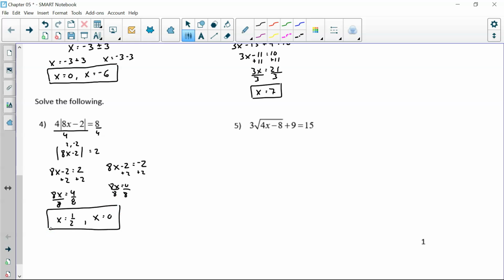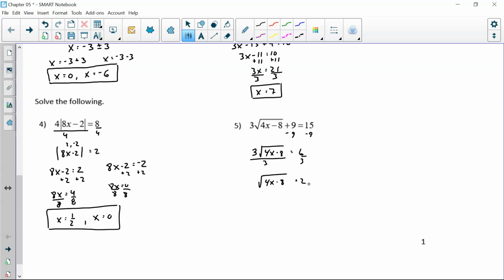And for problem number 5, subtract 9 from both sides. 3 square root of 4x minus 8 equals 6. Still want to isolate that square root, divide both sides by 3. The square root of 4x minus 8 equals 2.